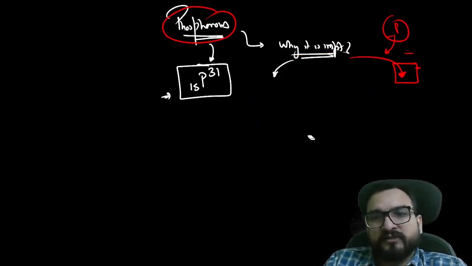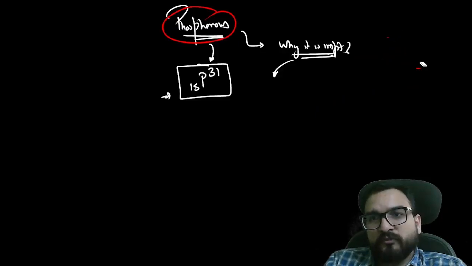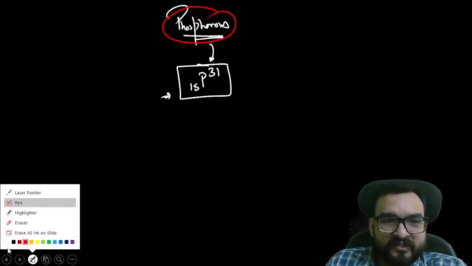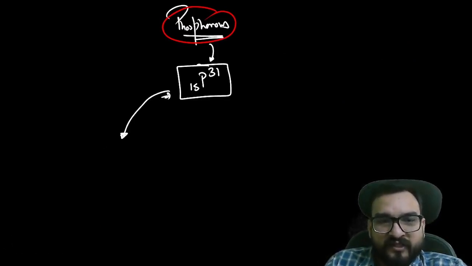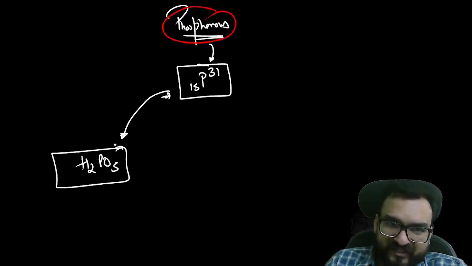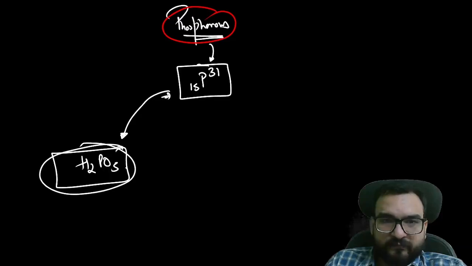Now the question should come to your mind: how is phosphorus taken up by the plant? Again, in what form is phosphorus present in nature? Like nitrogen is present as N2, phosphorus is present as H2PO4. In this form, phosphorus is present.